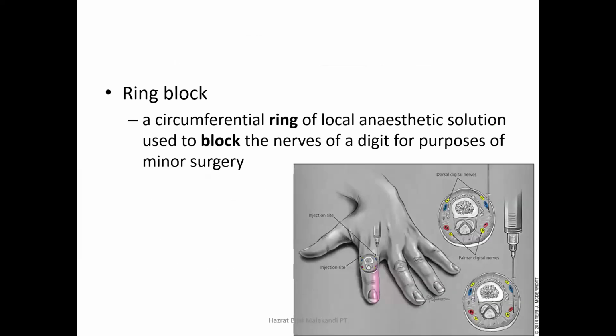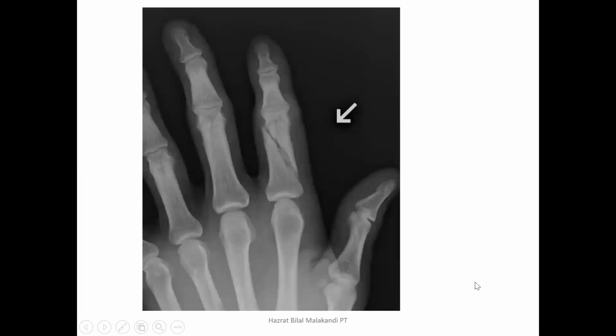What do we mean by the ring block? A circumferential ring of the local anesthetic injection is applied just to block the nerves which are supplying this digit. So in all directions around the ring it can be injected. You can see here the nerves are present in all directions. So the anesthetic injection is injected in all directions to block the entire ring, a circle around this bone. That is known as the ring block.